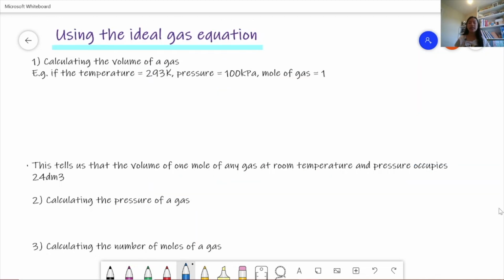So now we're going to look at using the ideal gas equation. The first scenario in which we'll have to use it is when we're calculating the volume of a gas. So, for example, if we had that the temperature was 293 Kelvin, the pressure was 100 kilopascals, and we had 1 mole of gas, then to find the volume, we would firstly have to write out the ideal gas equation that we know. So we have to memorize this. So we have PV is equal to nRT. And so we have to rearrange this to get V as the subject because we're trying to find the volume. And so we get V is equal to nRT over P. And that's because we've transferred the P over to the other side.